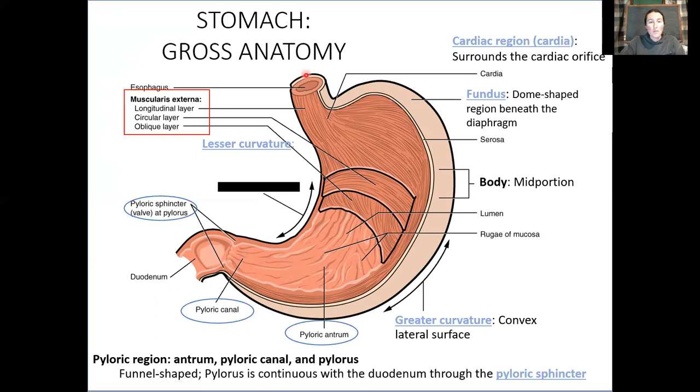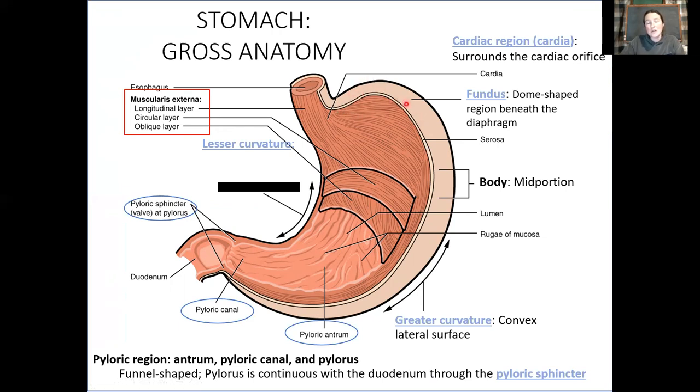Nice. So here is the esophagus entering into the stomach at the cardiac orifice. So the orifice is the hole itself. The region of the stomach around the cardiac orifice is called the cardiac region or the cardia. We can see that the stomach is essentially pushed a little bit to the left side of your abdomen. So it's on the left as opposed to the liver being on the right.